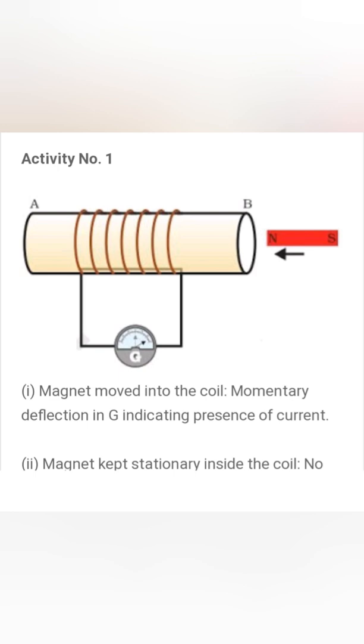I am again explaining Faraday's experiment in the form of two activities. Please see, there is a magnet kept next to the coil, which is connected to the galvanometer to detect the current. As the magnet is moved inside and outside the coil, there will be deflection in the galvanometer, but when the magnet becomes stationary, there is no movement. The deflection will also stop. As the magnet moves inside the coil, the deflection will be to one side, but as it moves outside the coil, the deflection will be to the other side.